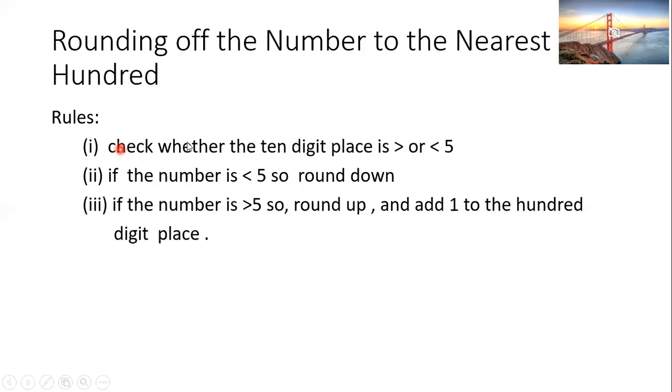First, check whether the 10-digit place is greater than or less than 5. Greater than means 5, 6, 7, 8, 9. Less than means 1, 2, 3, 4. If the number is less than 5, you go down to the 100. Suppose it is greater than 5, you go up to the next 100 value. Less than 5, you keep the same 100 value. Greater than 5, you go to the next 100. Next 100 means you have to add 1 to the 100-digit place value.